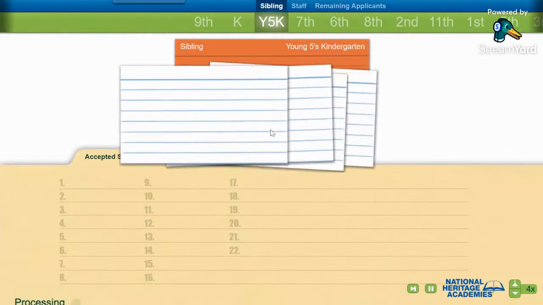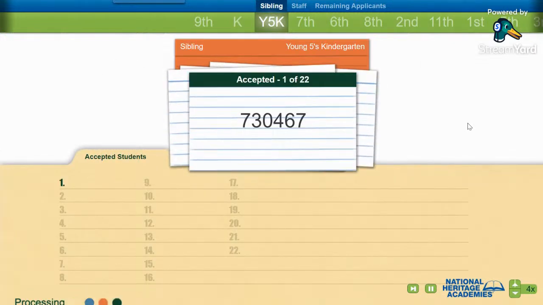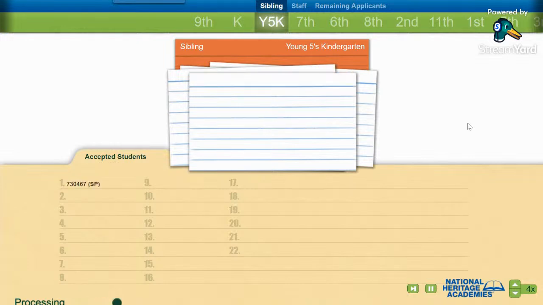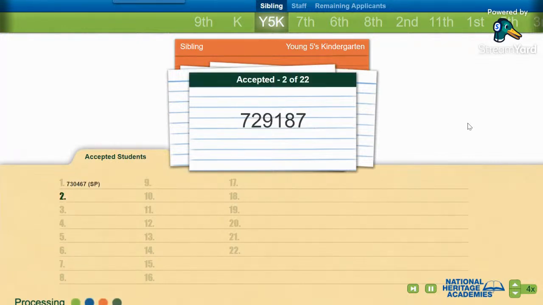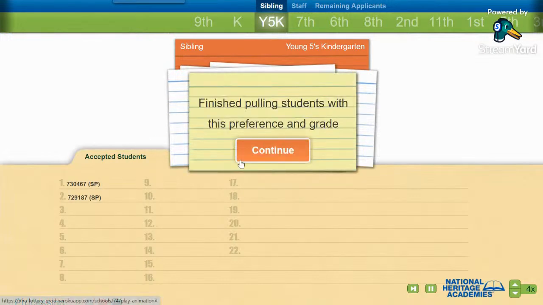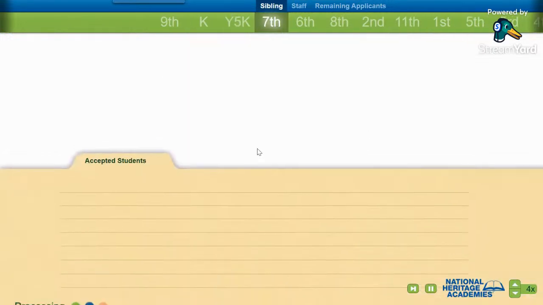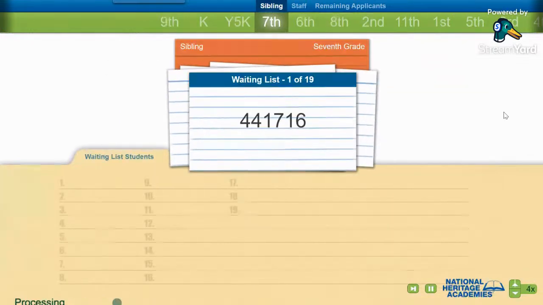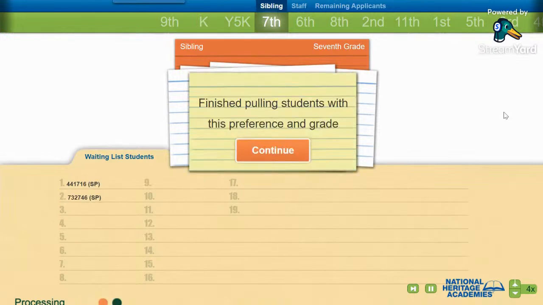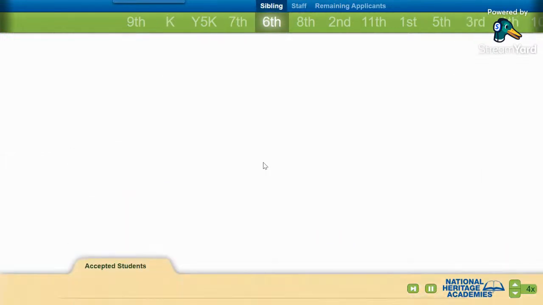Moving on to Young Fives, we have seats here, 730-467 accepted, and 729-187 accepted into Young Fives. Okay, moving on to 7th grade. And we're forming a waiting list here. So these students will go on the waiting list with sibling preference.